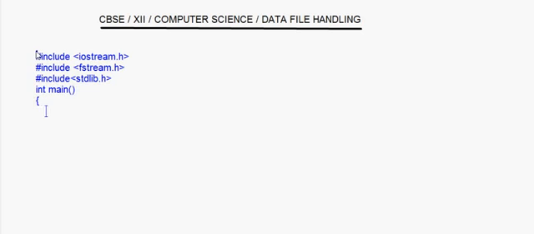Okay, now first of all, system within brackets cls, this is for clearing the screen, right? Now I'm going to take one file object of ofstream. I call it file1, right? Okay, now file1 dot open, I call it emp name, and I'm opening it in the output mode, that is the default mode, right?